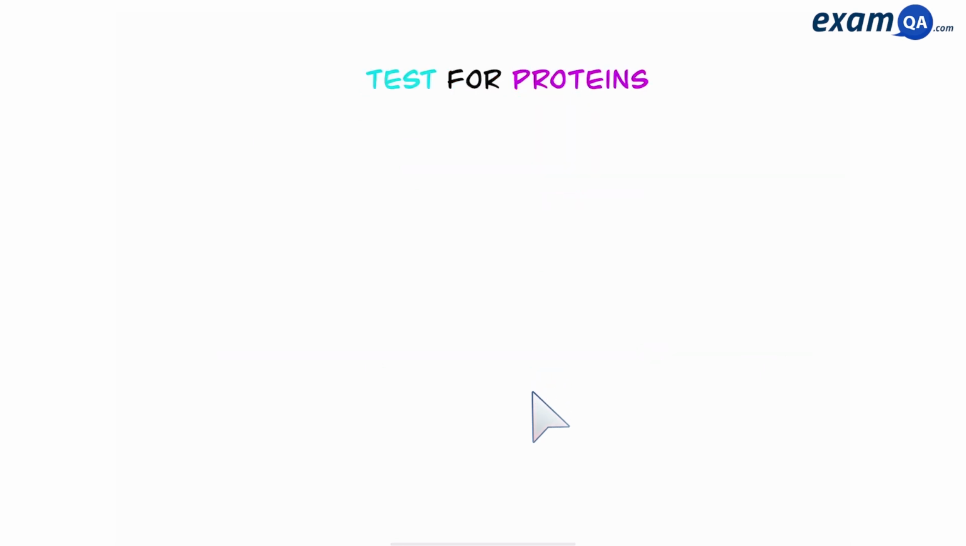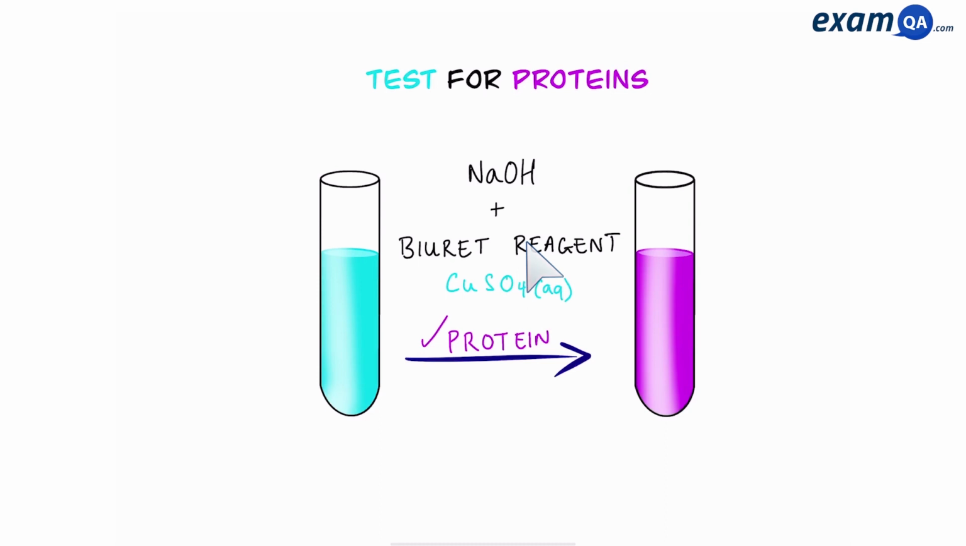Let's talk about how we can test for proteins. We add sodium hydroxide and biuret reagent, which is copper sulfate, to our test tube, and if proteins are present, it will change color from blue to purple. So here's a good way that you can remember that. B for biuret, B for blue, and P for protein, P for purple. Remember, if there are no proteins present, it will simply stay blue.